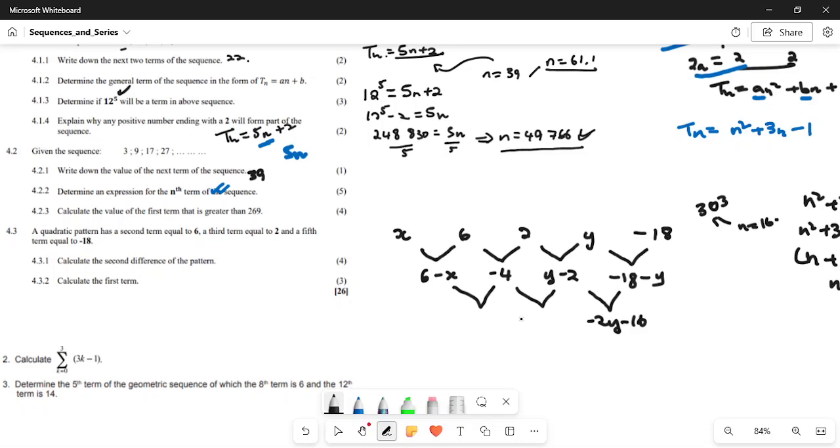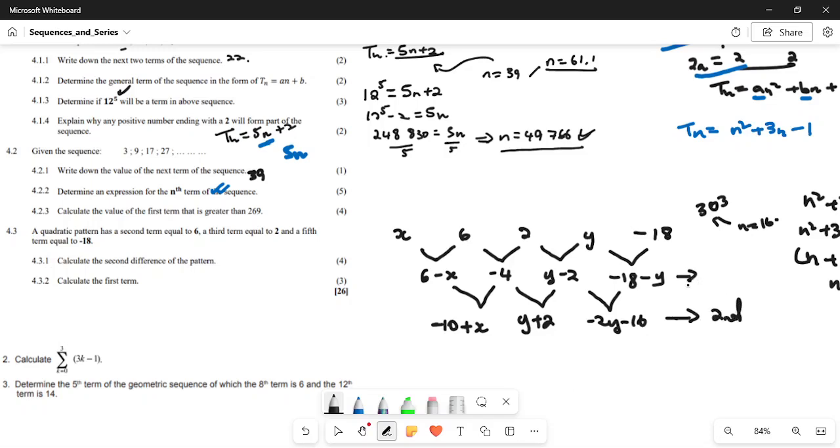So I will have y plus 2. And then minus 4 minus 6. This will be a minus 10. Minus x, this will be a plus x. So this is my second difference.